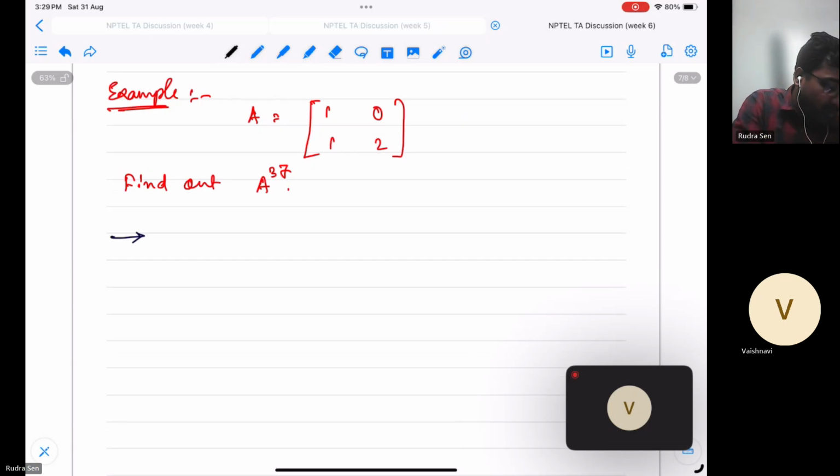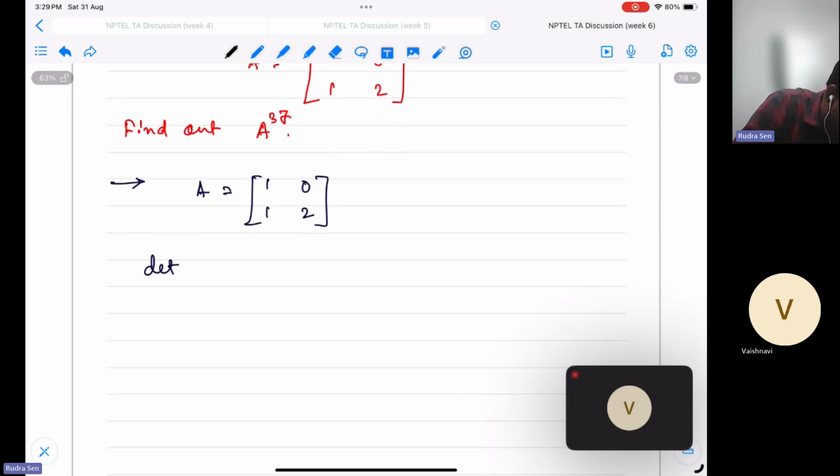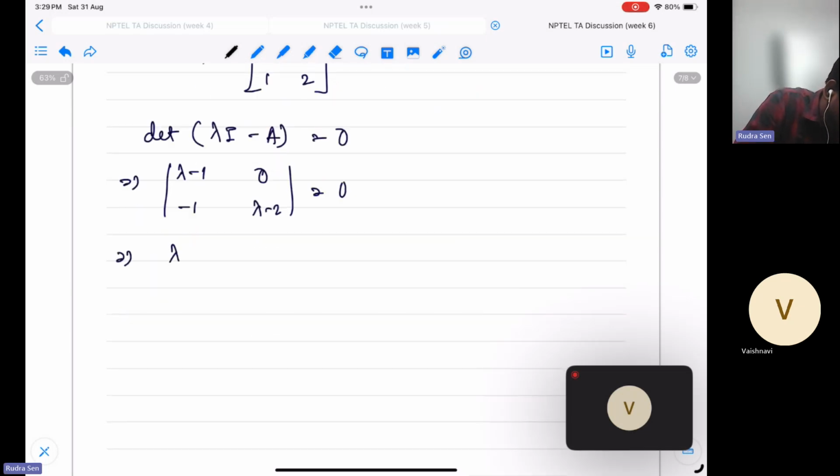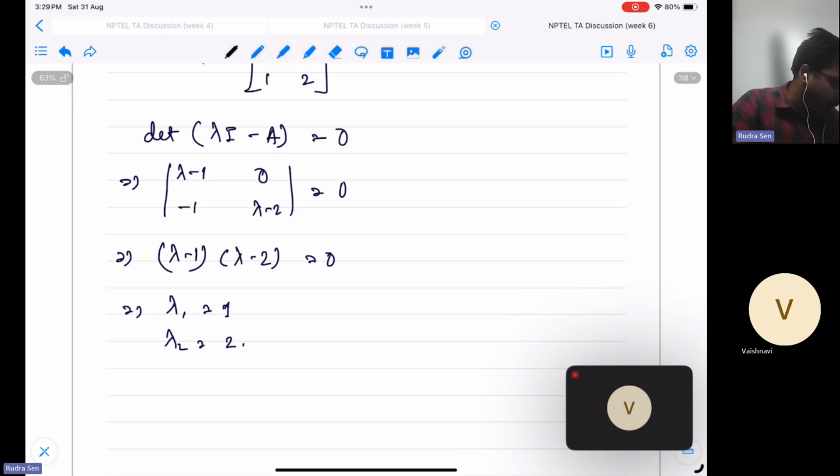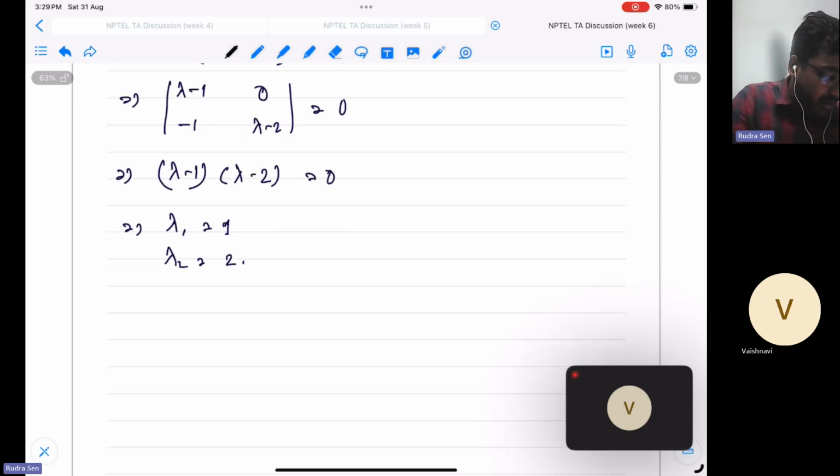First of all, we find the eigenvalues of this matrix. What would be the eigenvalues? It is lambda minus 1, 0, minus 1, lambda minus 2. So we will get lambda minus 1 times lambda minus 2 equals 0. Therefore lambda 1 equals 1 and lambda 2 equals 2. These are the eigenvalues.